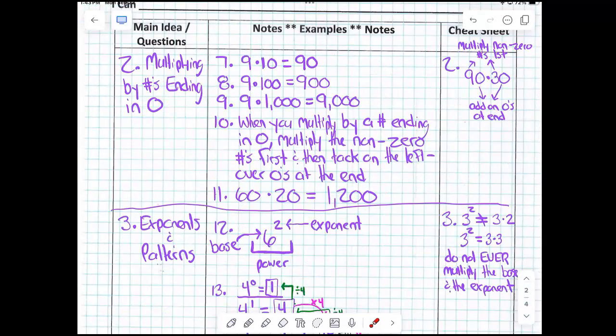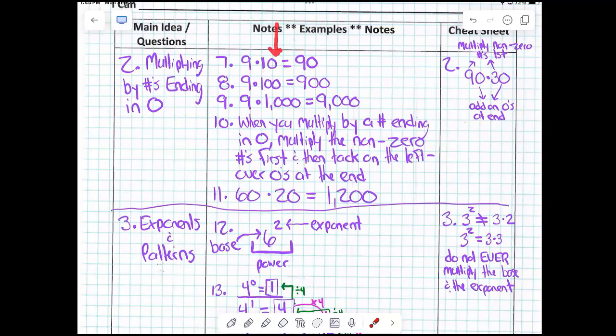All right, here we go. Multiplying by numbers ending in 0. What's 9 times 1? 9. Except this answer is 90, this is 900, and this is 9,000, right? Yes. Because it really wasn't 9 times 1, it was 9 times 10, and this was really 9 times 100, and this was really 9 times 1,000.